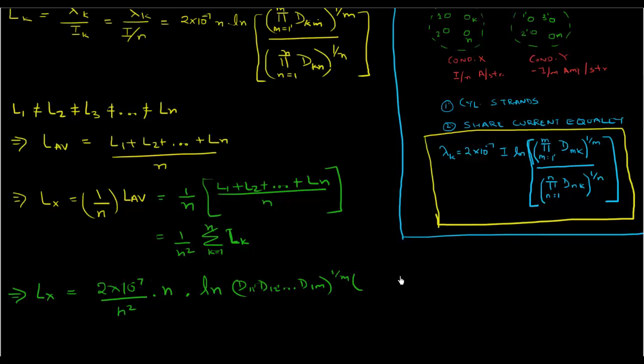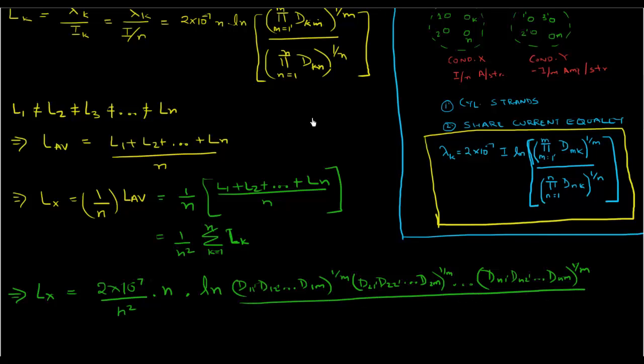That's for L1. Then for L2, you have d21 prime, d22 prime, all the way up to d2m to the power 1 by m, and you'll have this all the way up to dn1 prime, dn2 prime, so on till dnm to the power 1 by m. This is for Ln. All the summations have become products because of the ln, divided by all the distances within conductor x.